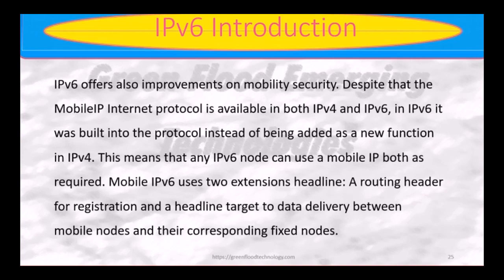In IP version 6, it was built into the protocol instead of being added as a new function as in IP version 4. This means that any IP version 6 node can use mobile IP as required. Mobile IP version 6 uses two extension headers, a routing header for registrations, and a destination header for data delivery between mobile nodes and their corresponding fixed nodes.